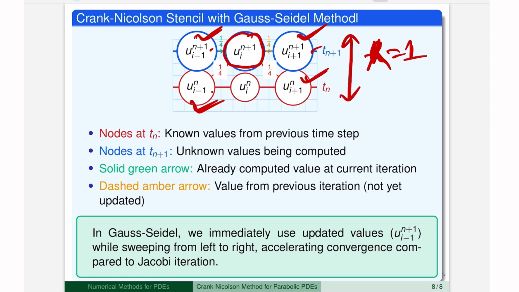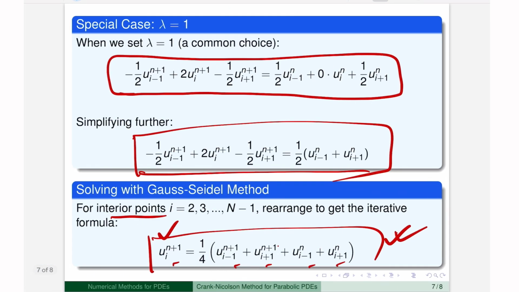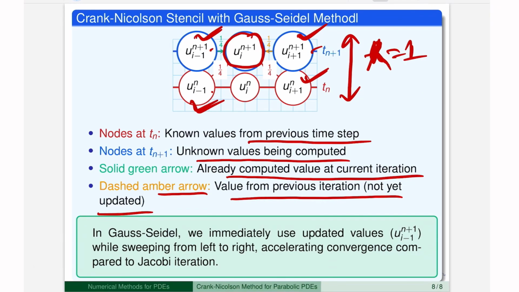Here, nodes at t_n are known values from the previous time step, and nodes at t_(n+1) are unknown values being computed. A solid green arrow is an already computed value at the current iteration, and a dashed amber arrow is a value from the previous iteration, not yet updated. So the interior points can be solved using the Gauss-Seidel method. In Gauss-Seidel, we immediately use the updated value u_(i-1)^(n+1) while sweeping from left to right, accelerating convergence compared to the Jacobi iteration.